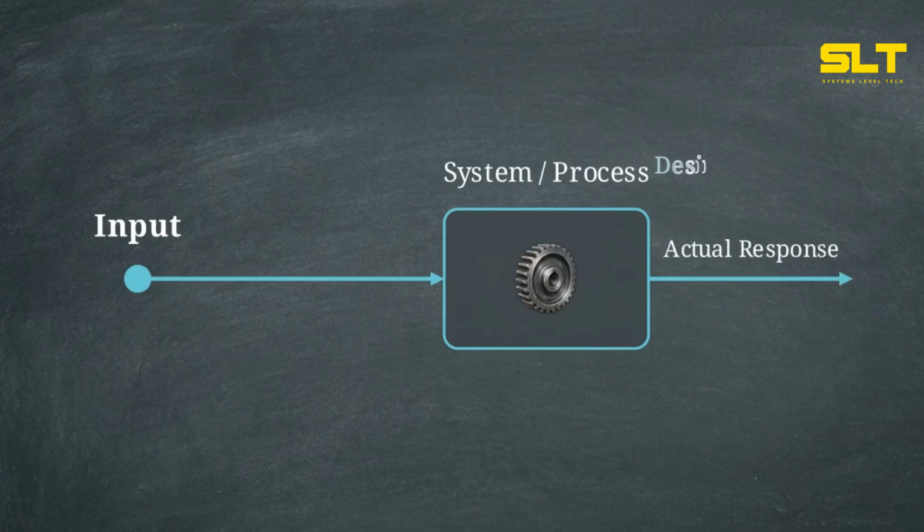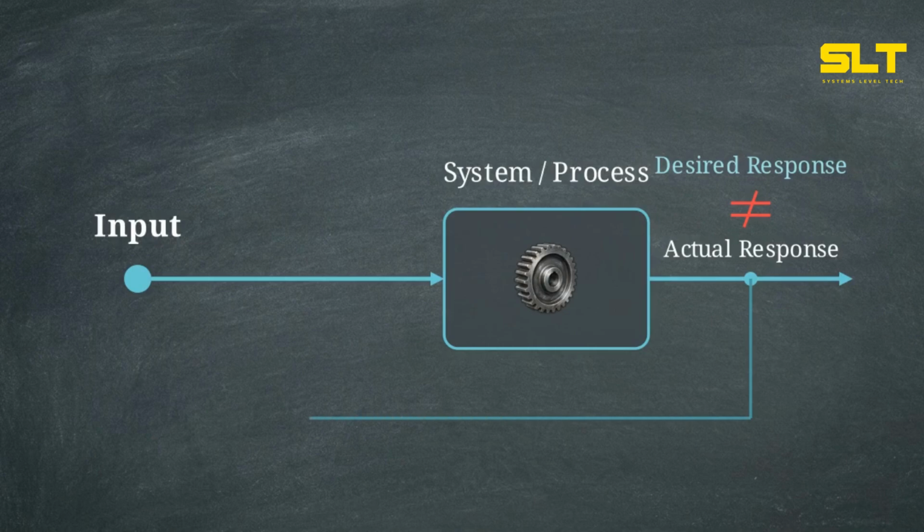But because of mechanical imperfections and environmental physics, the actual response produced by the machine rarely matches the desired response the engineer actually wants. To fix this, the architecture requires the system to continuously measure its output and route data back to the beginning. This feedback loop feeds into a comparator mechanism, which sits beside the input and continuously judges the output against the command.